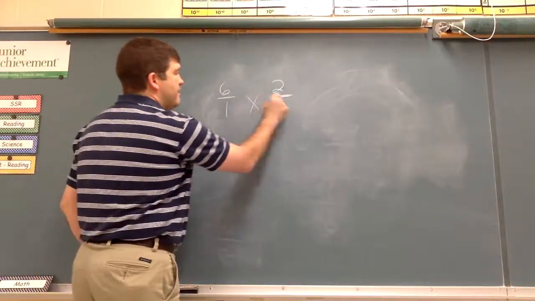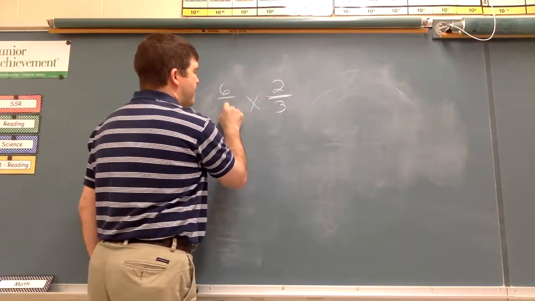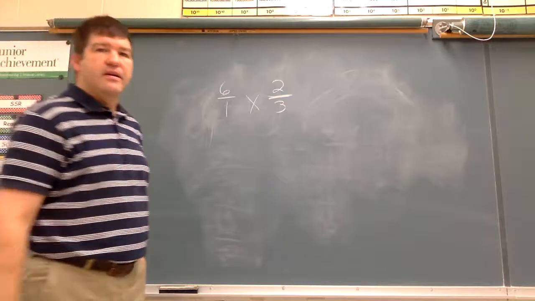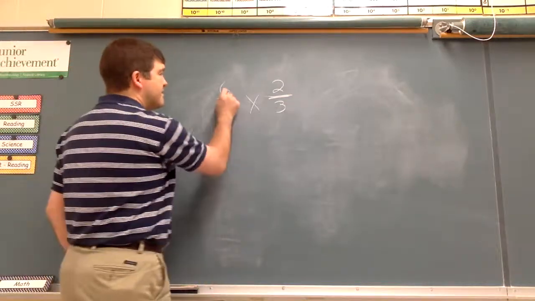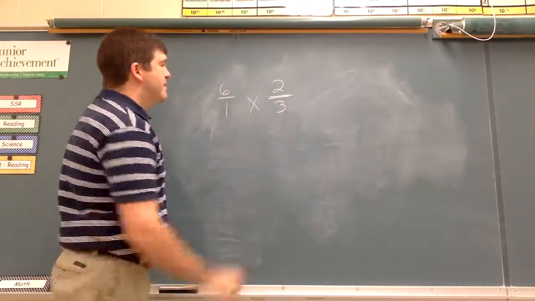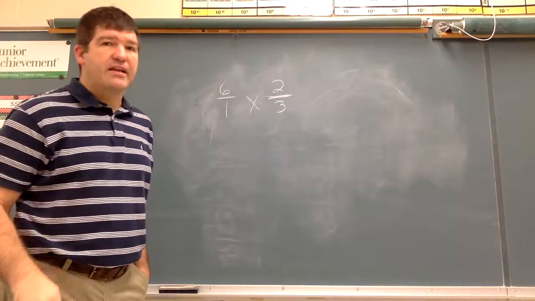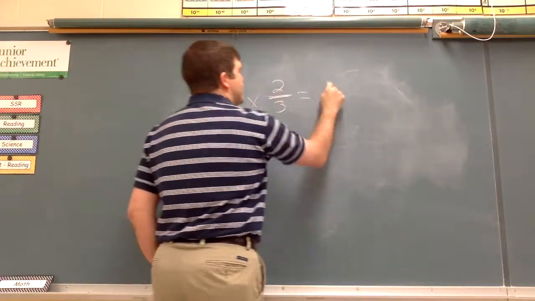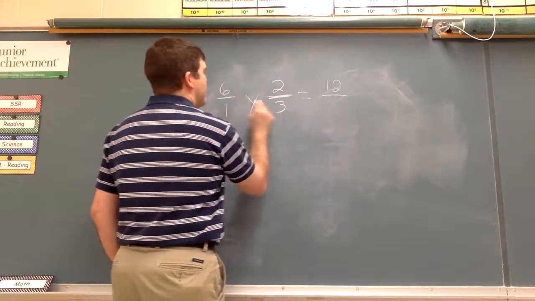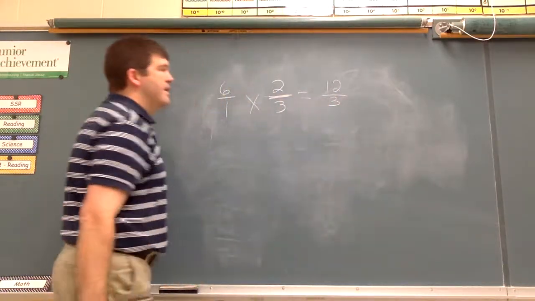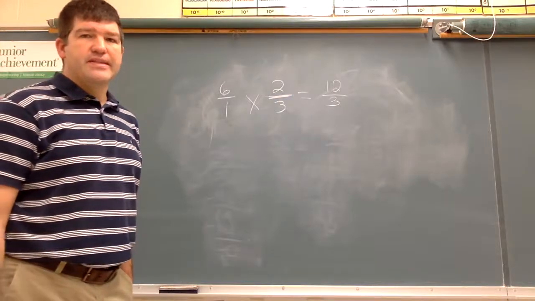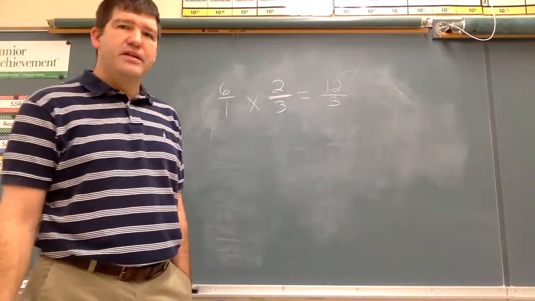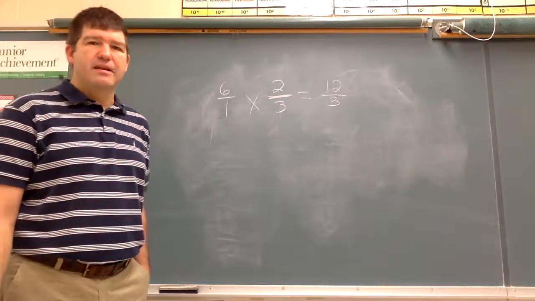Then I'm lined up here, and I have a fraction times a fraction, and I can just multiply across. I could cross cancel this way, but if you don't want to cross cancel, let's just do it across. 6 times 2 is 12, 1 times 3 is 3, and it's 12/3. Then, when I get that, it's an improper fraction, so I want to make that into a mixed number.